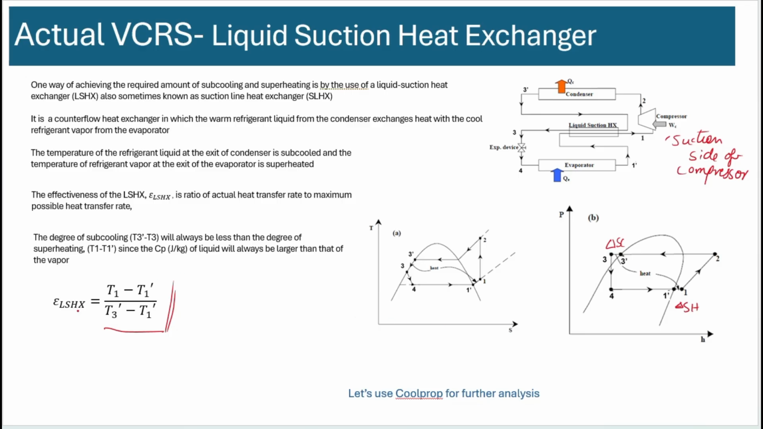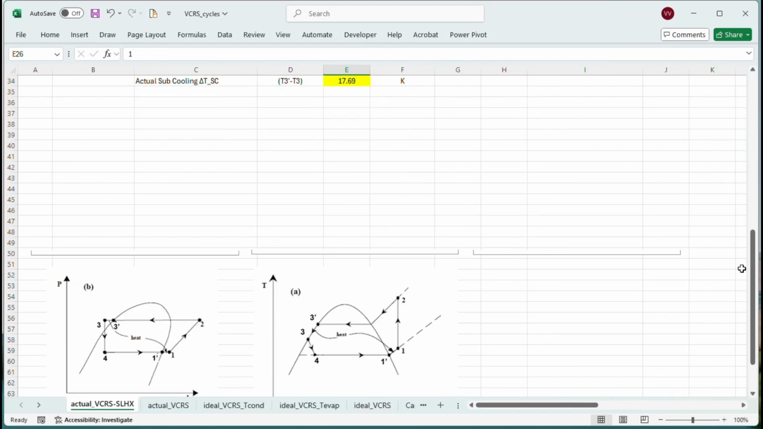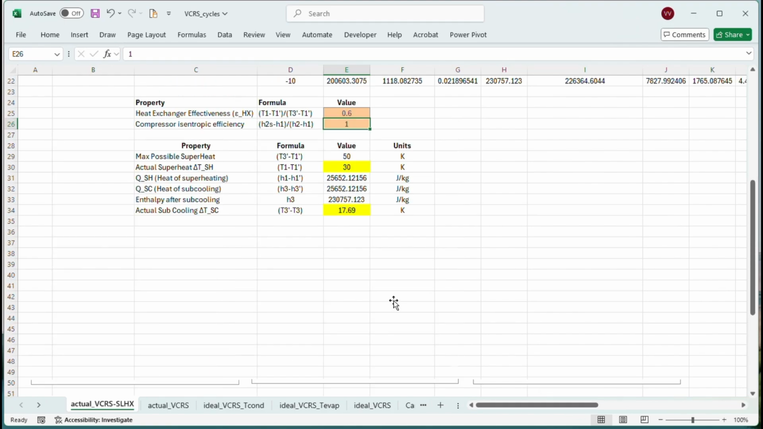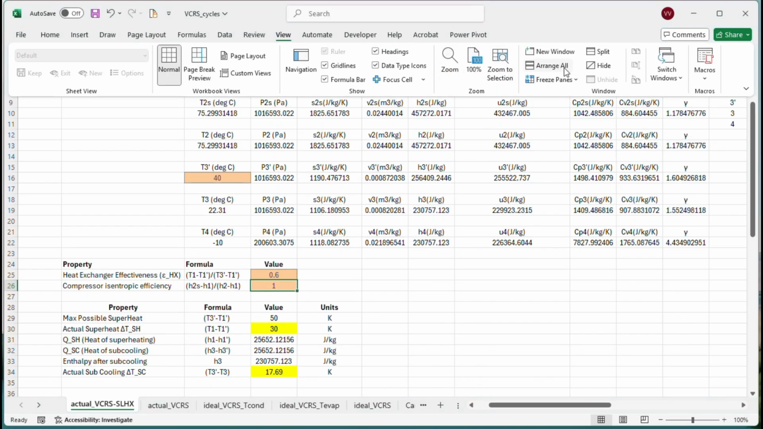So the suction line heat exchanger efficiency is (T1 minus T1 prime), how much the temperature can change here, versus (T3 prime minus T1 prime). So it's the ratio of the actual heat transfer rate to the maximum possible heat transfer rate. This efficiency is usually less than 1. So we'll see how the suction line heat exchanger affects your system using a CoolProp calculation. Go to the actual VCR cycle with suction line heat exchanger, and let's view it with split screen.